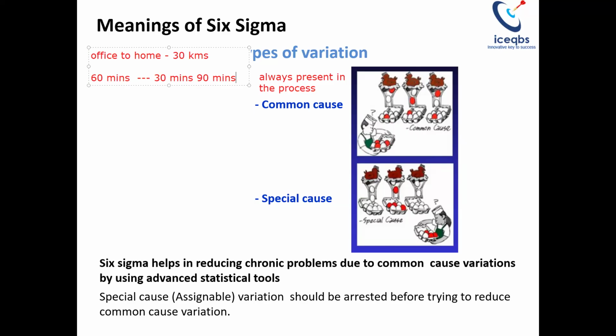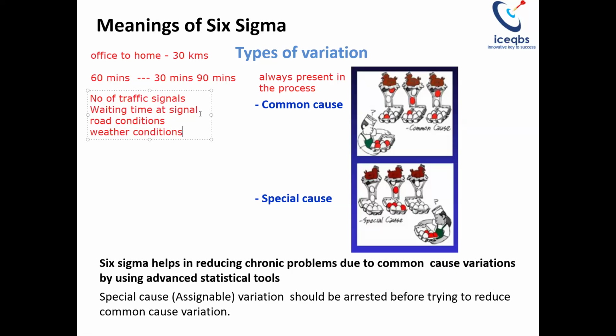When you really analyze the reasons for this variation, you will find that there are some reasons which are always present in the process, like the number of traffic signals, the waiting time at traffic signals, the road conditions, and the weather conditions. These are all having some impact, right? Whenever you are traveling at peak time, the waiting time at the signal is quite high, so the overall travel time is increasing.